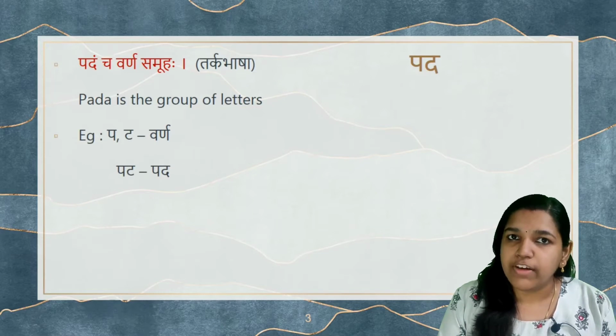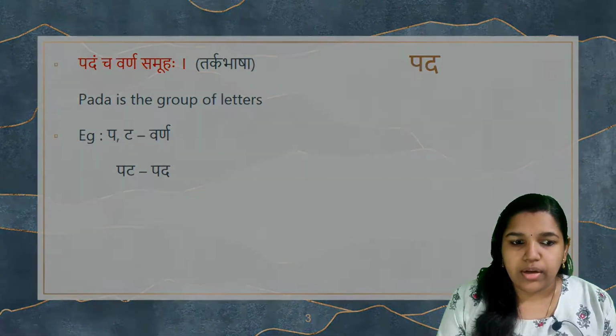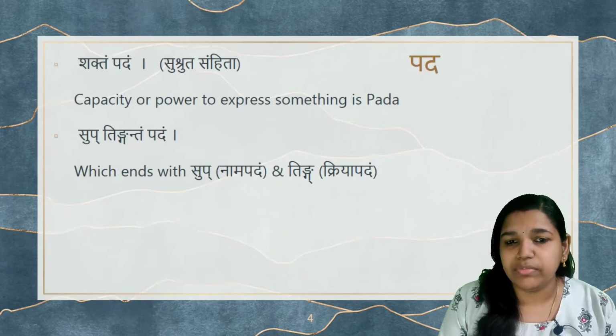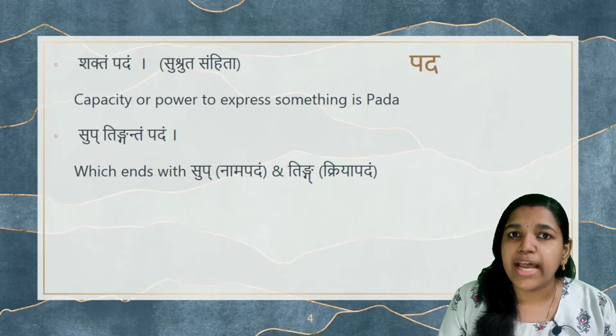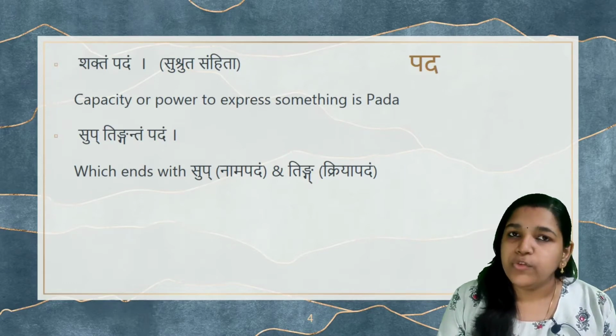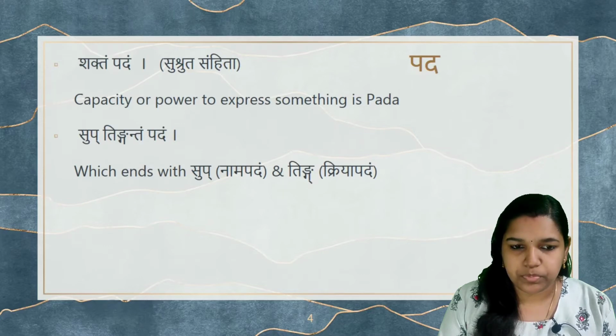So the Varna Samuha, Varna means the letters. The Varna Samuha is considered to be Pada. That is, a group of letters when joined together is considered to be Pada. And the Shaktam Padam, that is the capacity or power to express something, is called as Pada. The letters which are having the capacity, when the letters are joined, the combination which is able to express something is called as Pada. Suptigandham Padam, which ends with Sup and Ting, that is Nama Pada and Kriya Pada, are considered as Pada.